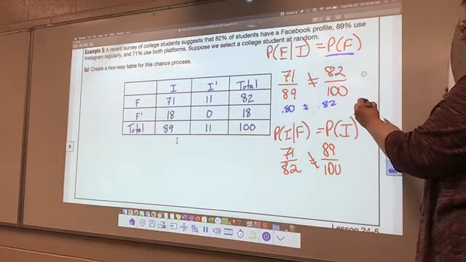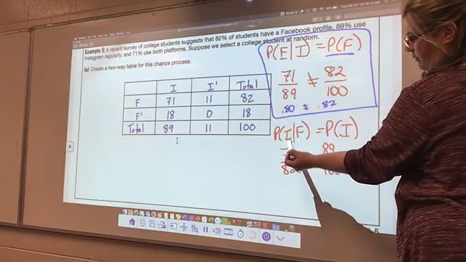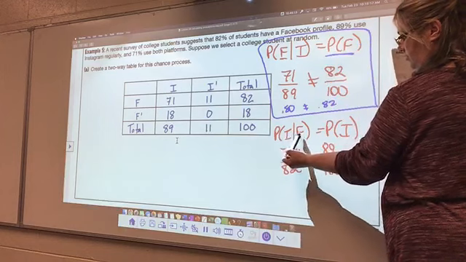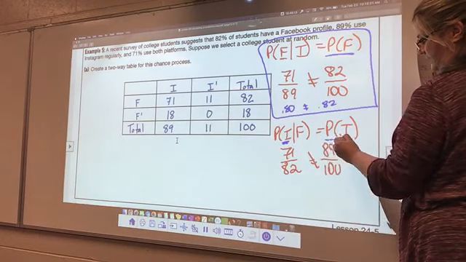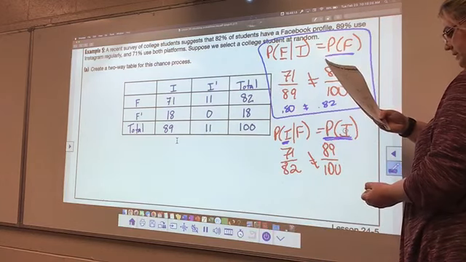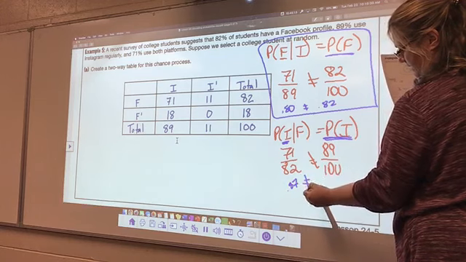So this is one part of it right here. The other part is this one. So now we flip-flop them. This was H. Now I have the probability of Instagram given Facebook. It has to equal the probability of Instagram. So 71 over 82 is, I'm just going to say 0.87. That is not 0.89.